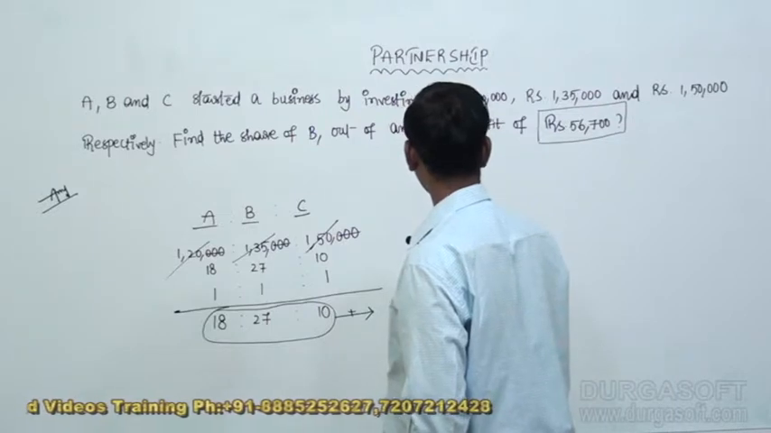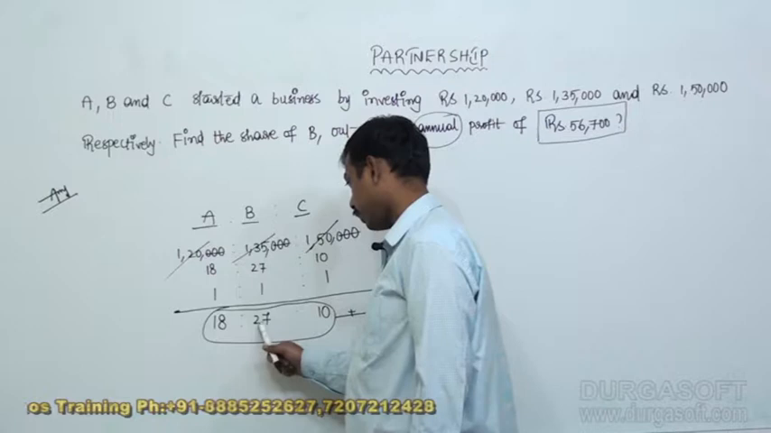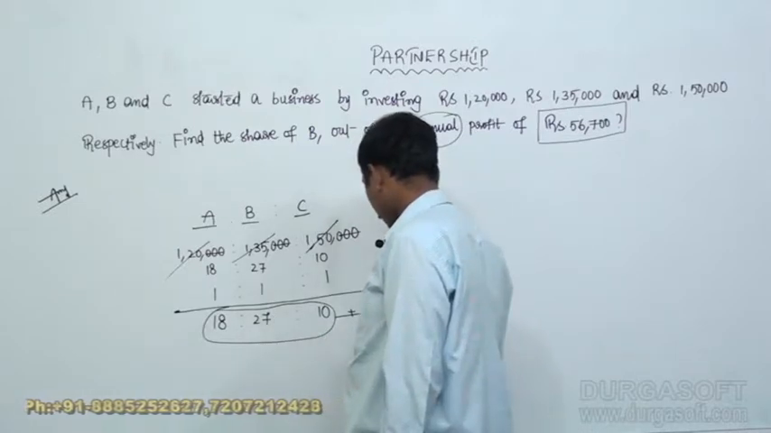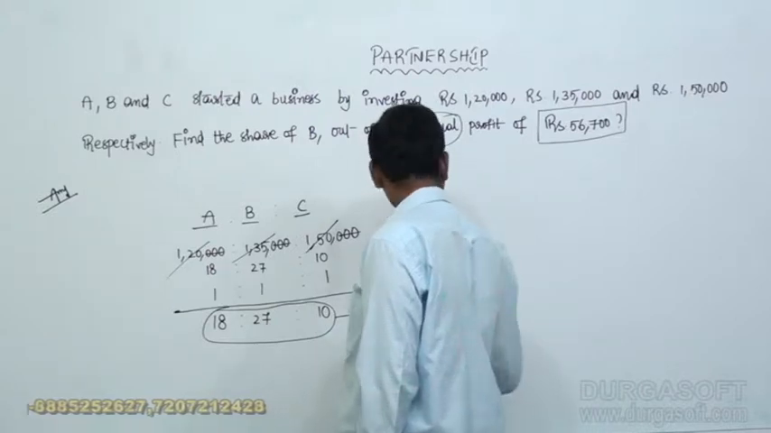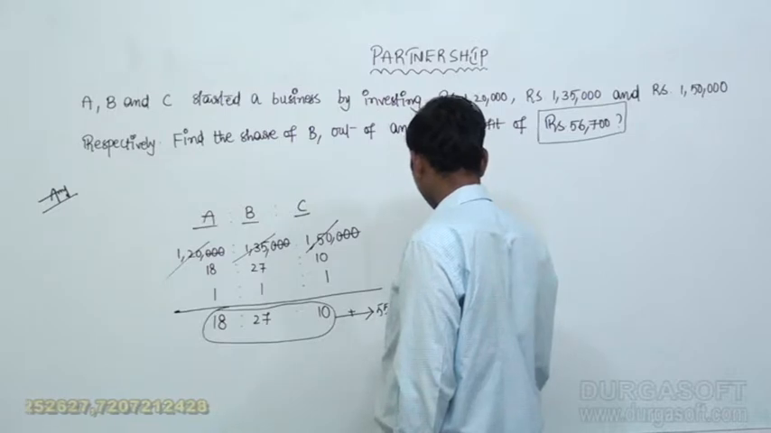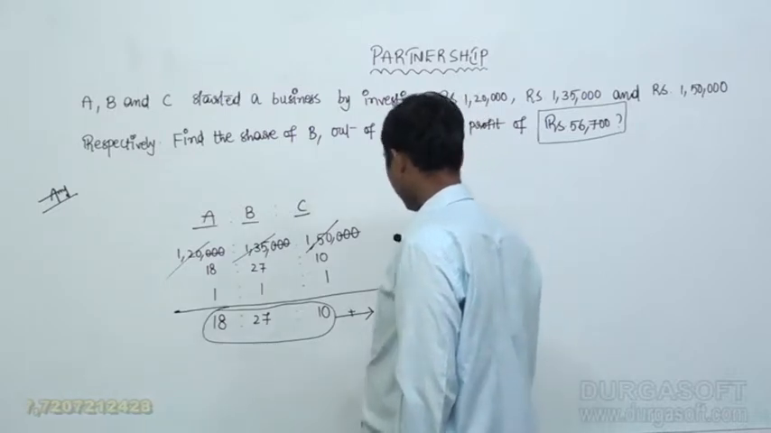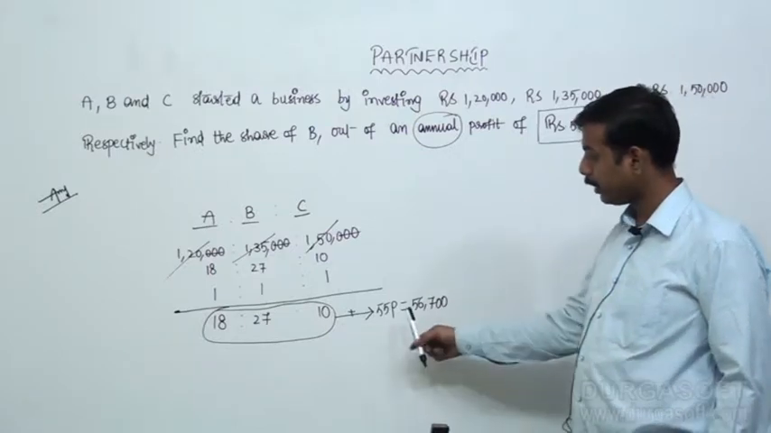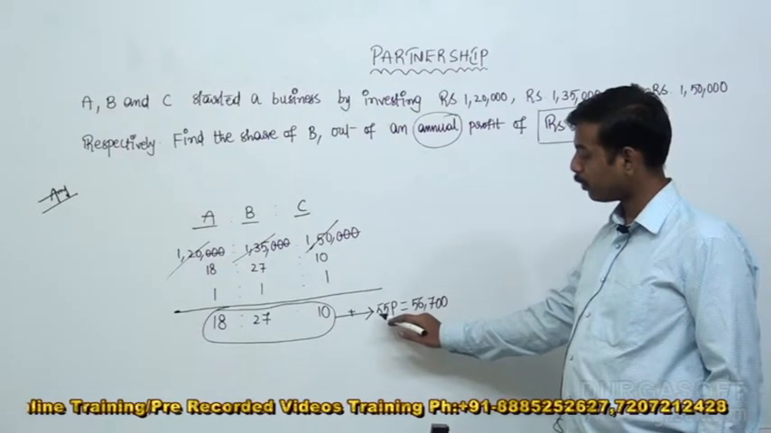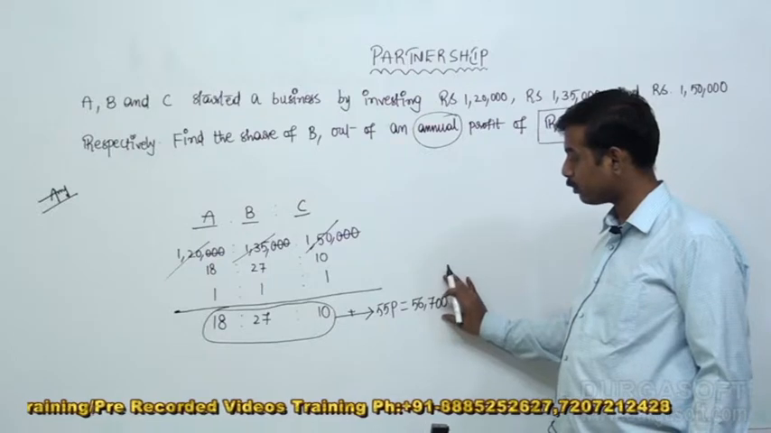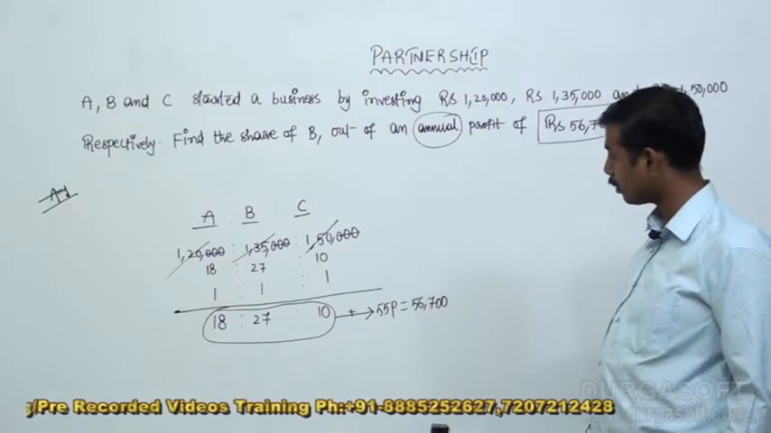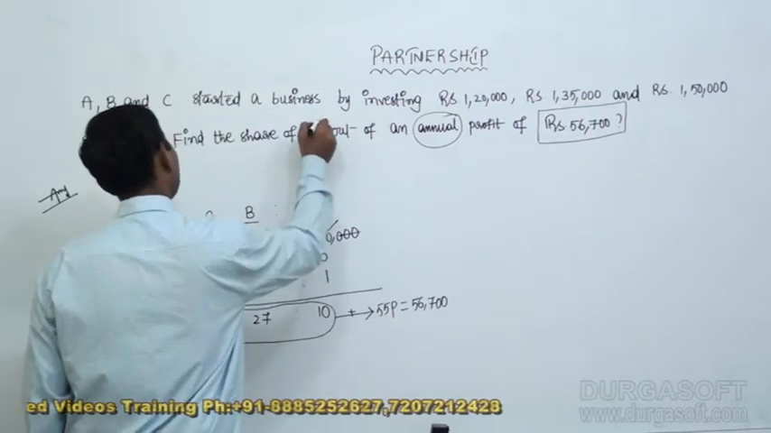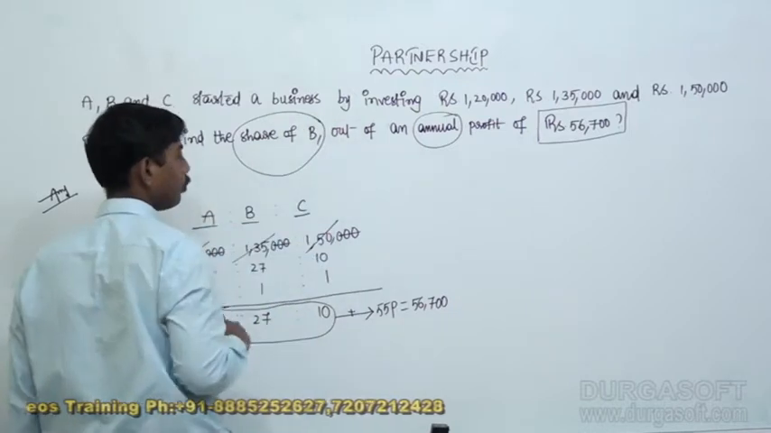Let me put attention on this question here. 18 plus 27, that means 30 plus 15, 45, 45 plus 10, 55 pots. 55 pots is equal to 56,700. That means including A, B and C, total 55 pots, and these 55 pots of profit in rupees is 56,700. So 55 pots equals 56,700 means 1 pot of profit equals how much here? Right now we have to find out B's share in the business.